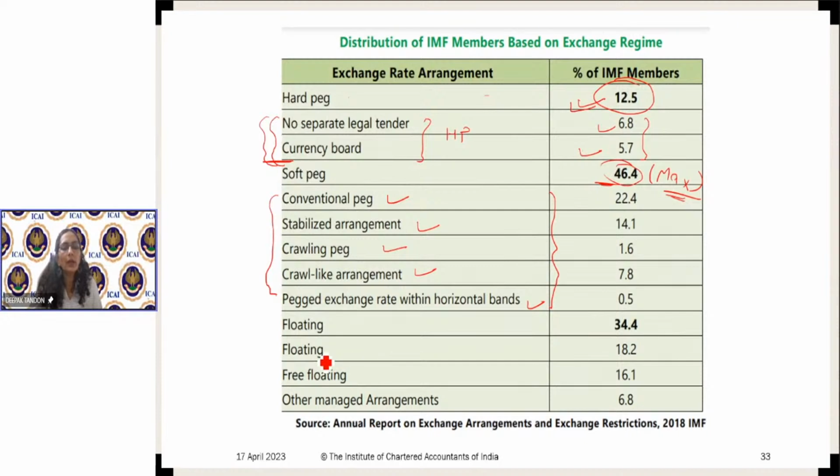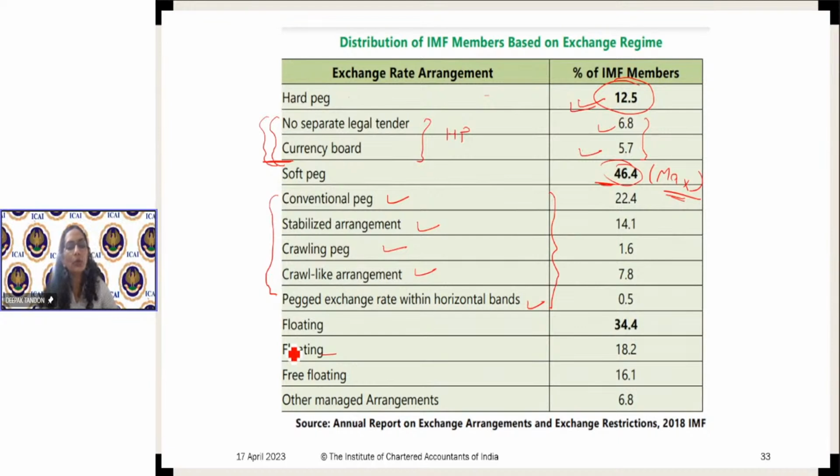Okay, and then floating. Floating is 34.4. This comprises floating with managed and other. No, Mohit, you are not supposed to remember percentages. It's very difficult to remember percentages, but simply you have to remember the components. Remember which one has the major share. So you can always quote that soft peg has the maximum share. Remember these bold figures: 12.5 is hard peg, soft peg is 46.4. And what are their major components: the components of hard peg, the components of soft peg, the components of floating. Floating is managed and other is free floating. The complete free floating is 16.1.